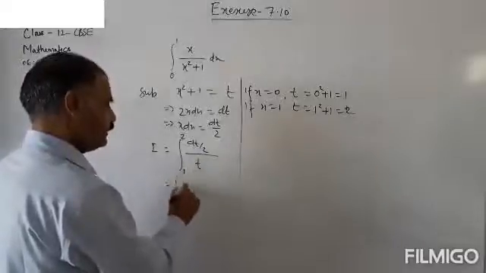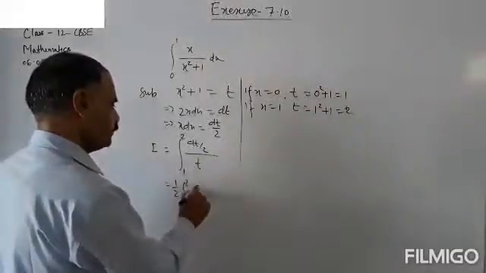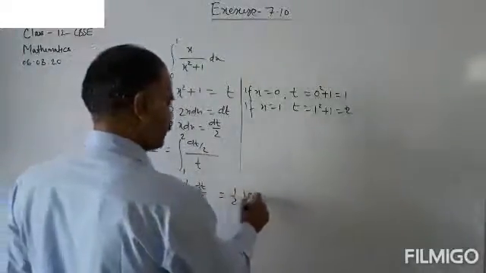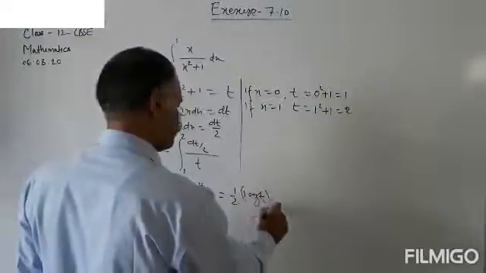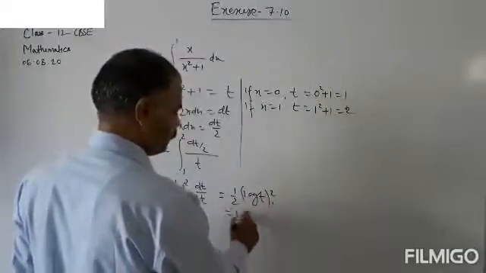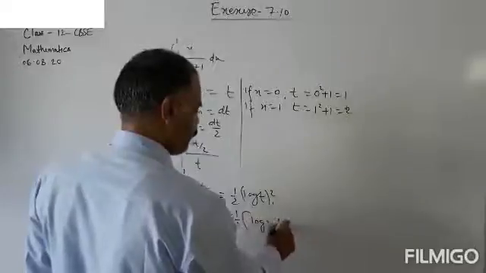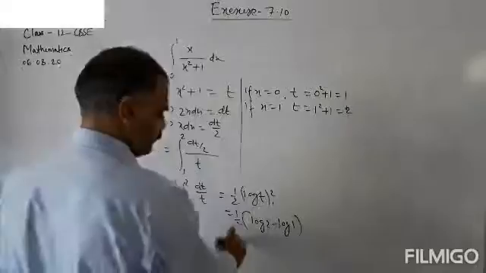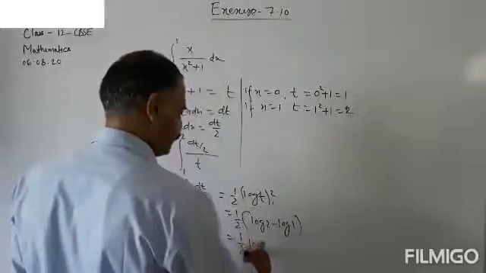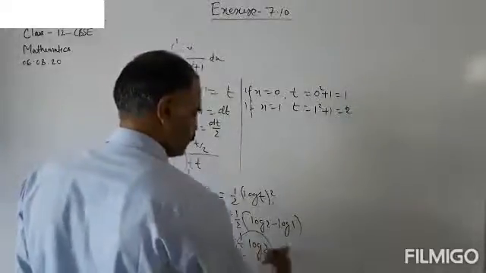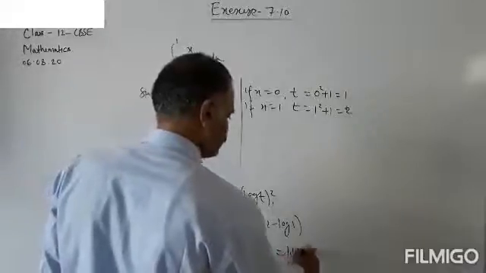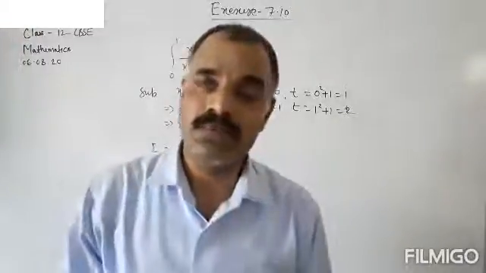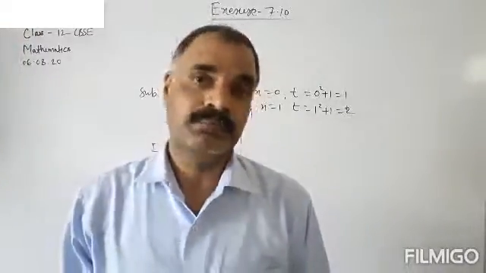So it is 1 by 2 integration, limit varying from 1 to 2, dt upon t. Dt upon t is 1 by 2 log t, limit varying from 1 to 2, so it equals 1 by 2 log 2 minus log 1. We know that log 1 is equal to 0. That is why the integration is 1 by 2 log 2, or this can be written as log under root 2. So this is the answer of question number 1.